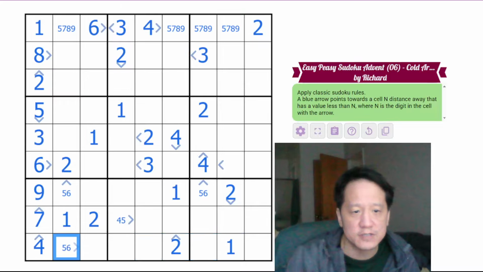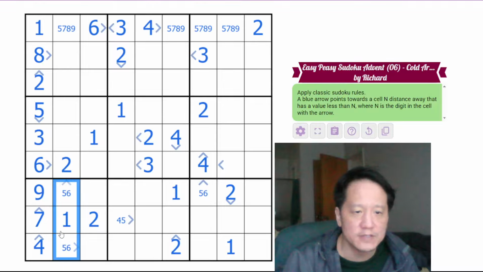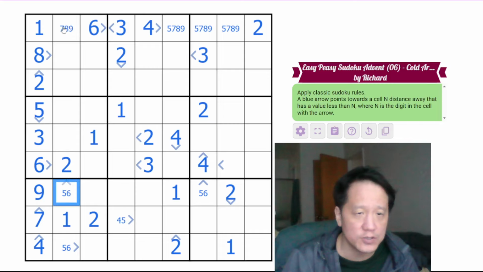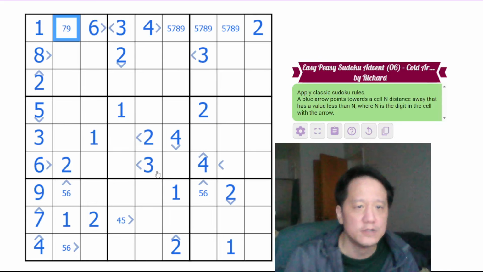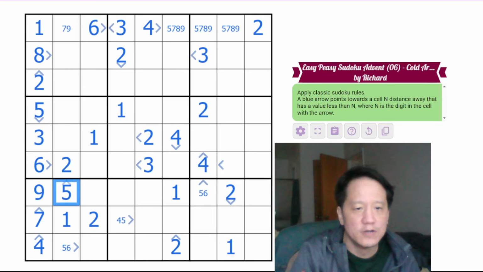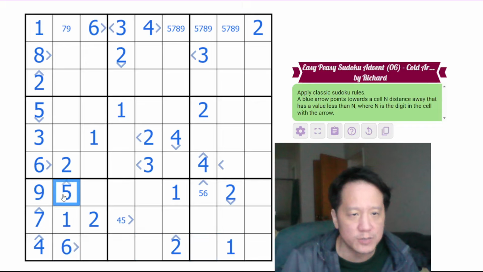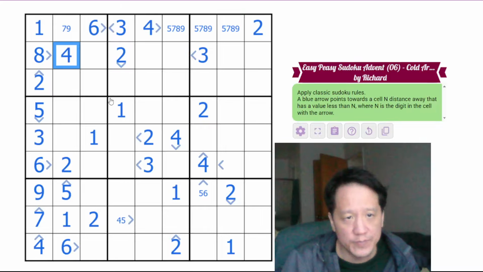This is 5, 6 as a pair, which eliminates 5 and 6 in the remaining column. So this can't be 5. So if this were 6, this could no longer be smaller than it. So this can't be 6. This is 5, which forces this to be 6. 6 away from this cell, 1, 2, 3, 4, 5, 6 is 1, which is smaller than it. 5 away from the cell, 1, 2, 3, 4, 5 must be smaller than it. Cannot be 1, 2, can't be 3, so it must be 4 here. So this is 4.